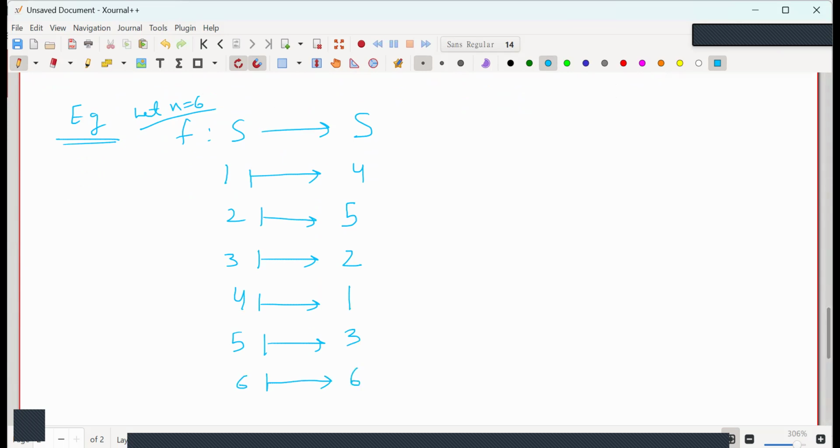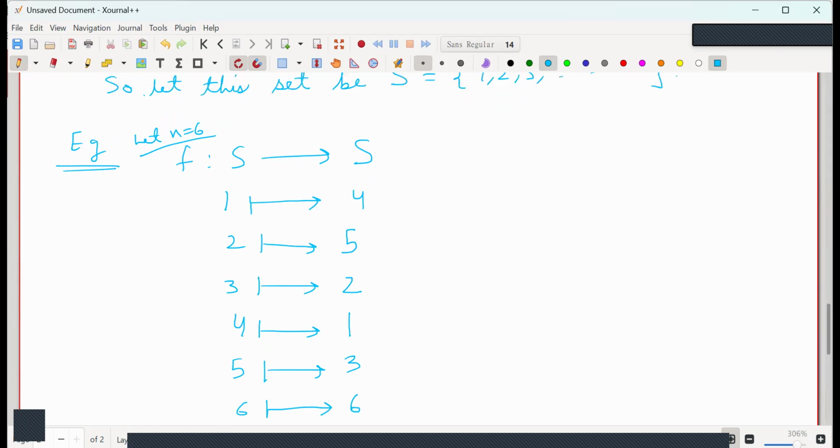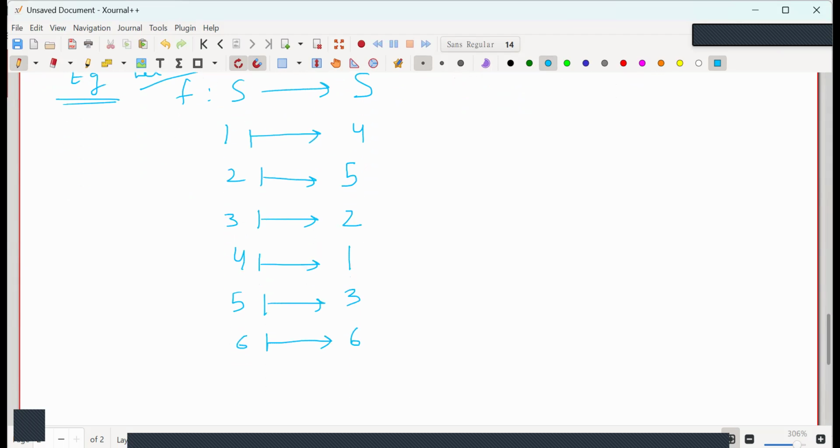Okay, so you can see some cycle pattern in that. What I mean by that is this can also be written like that: 1 maps to 4, 4 maps to this 1, right? So you're starting from a point and then coming back to this point again because it's a bijection. So such cycles will always exist.